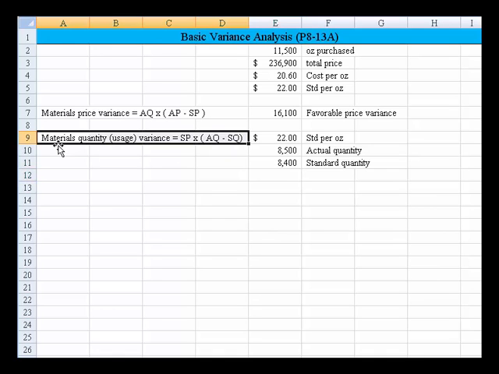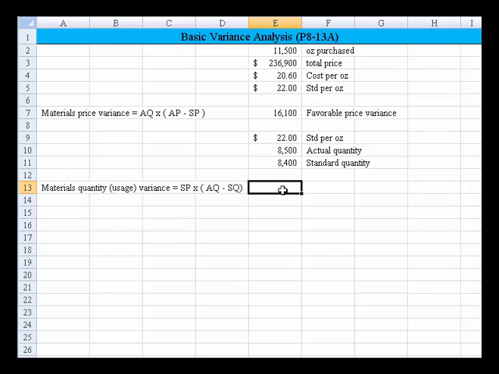Now we can slide our materials quantity variance and do that calculation, which is equal to the standard price times the difference between actual quantity less the standard quantity. Okay, and we come up with 2,200. Now, I'm going to reverse the numbers. I actually wanted to take the standard minus actual so that unfavorables will show up as a bracket. So this is an unfavorable material quantity variance.